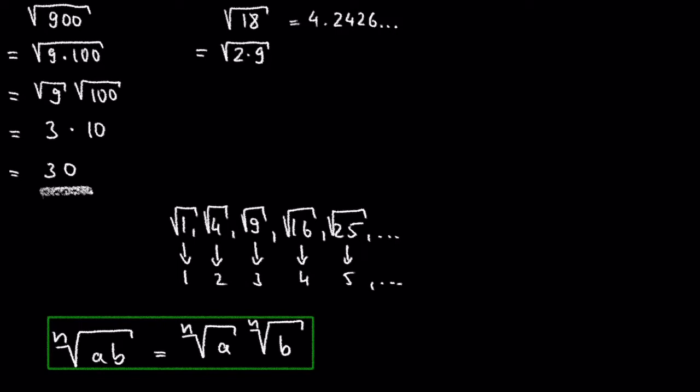And then we can use our multiplication rule for roots. The square root of 2 multiplied by the square root of 9. This method is also called partially taking the root. In other words, we don't take the square root of 2 because the solution is not an integer. But we take the square root of 9, which is the integer 3. We write this as 3 times the square root of 2.